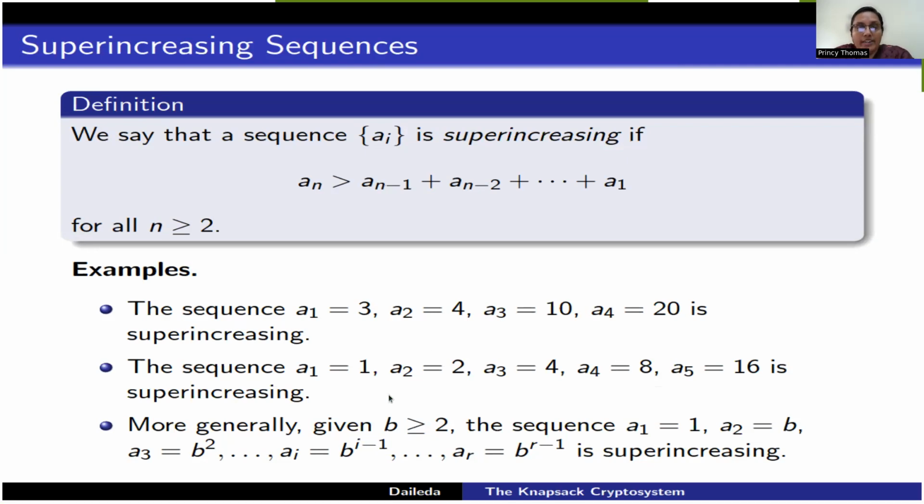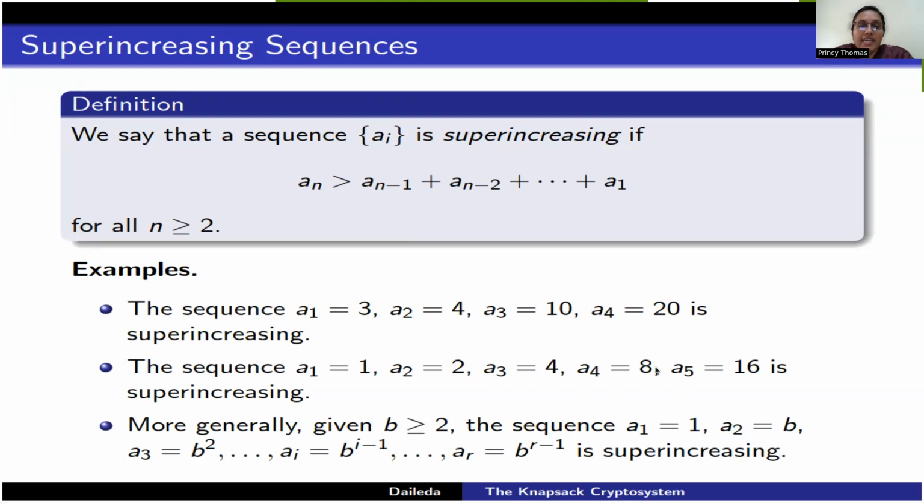Now we'll look at the next one. 1 is less than 2. 2 plus 1 is 3, which is less than 4. 3 plus 4, 7, is less than 8. And 8 plus 7 is 15, which is less than 60. So this is also a super increasing sequence.